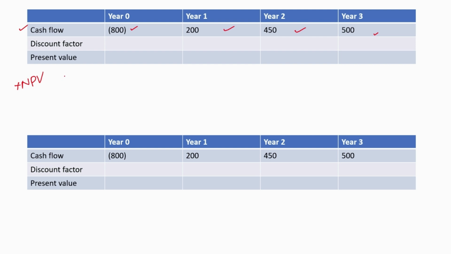So let's select 5%. Now we have to calculate the NPV value for the given cash flows in the example. Now you know for year 0, the discount factor is 1. Now let's refer to the present value table and find the discount factors for year 1, 2 and 3.